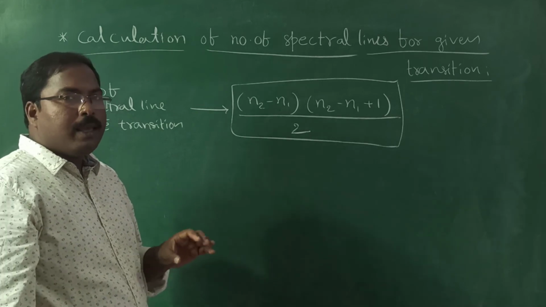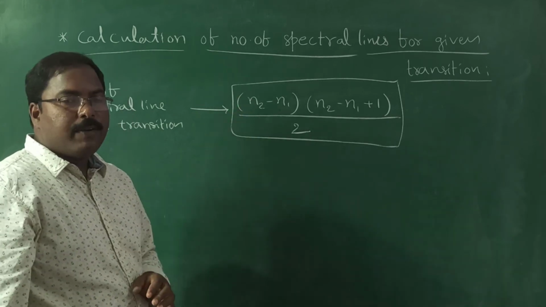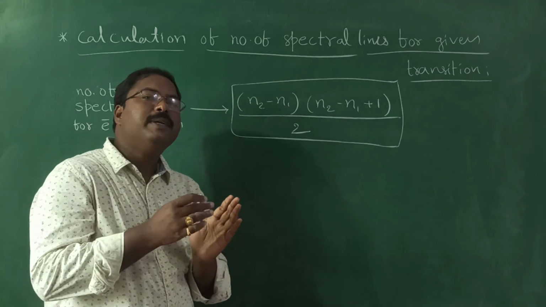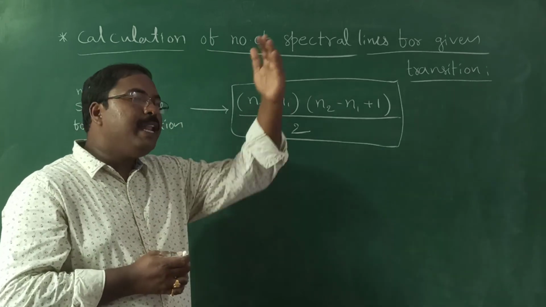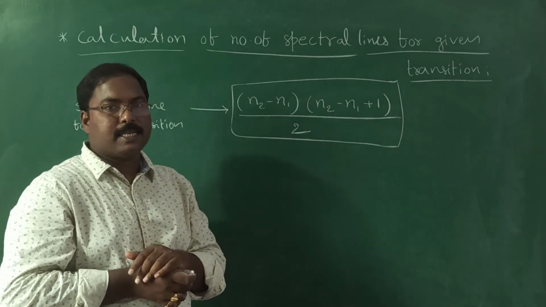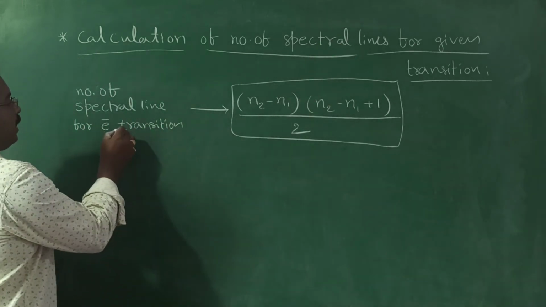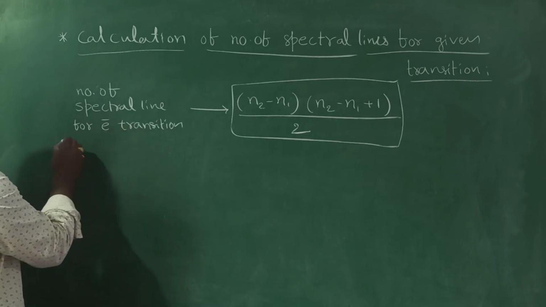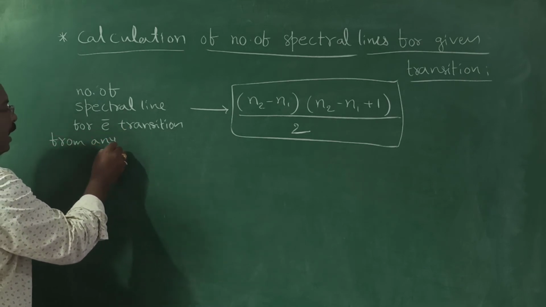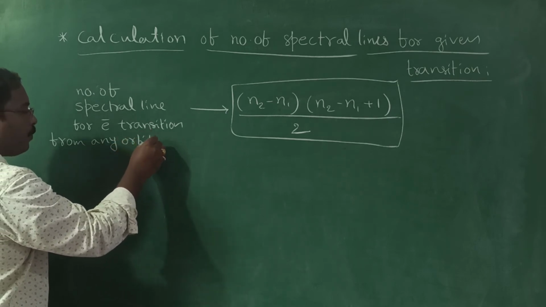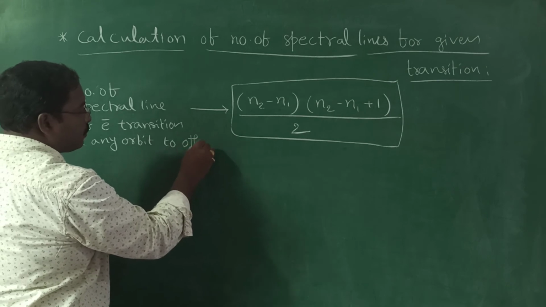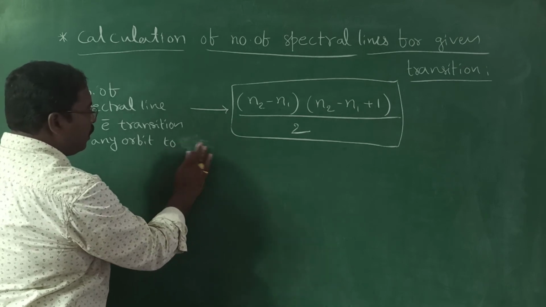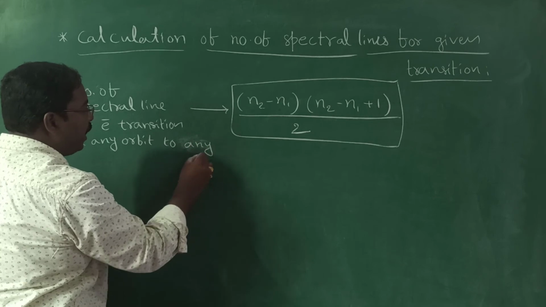Even I am going to simplify this given formula because in the majority of cases they ask questions for electronic transition from any orbit to the first orbit. Okay, this formula is for electronic transition from any orbit to other orbits, or simply any orbit to any orbit.